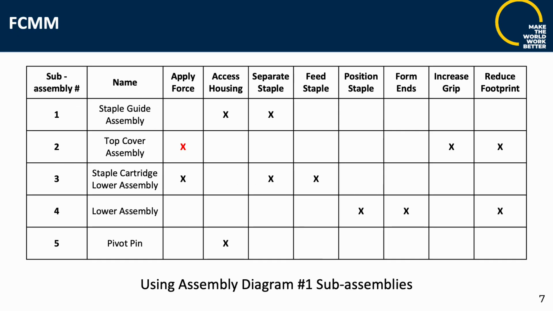Our function component mapping matrix uses the subassemblies of assembly diagram 1 in the first column and the basic functions from the previous slide in the top row. Each function corresponds to a part and has less than 40% of the overall parts.